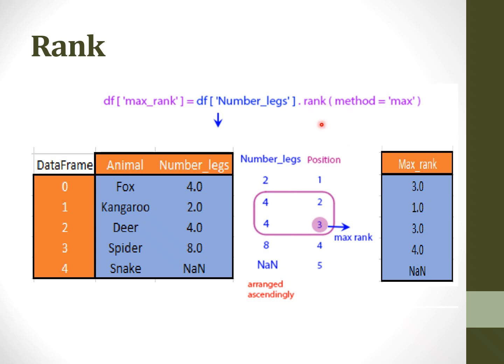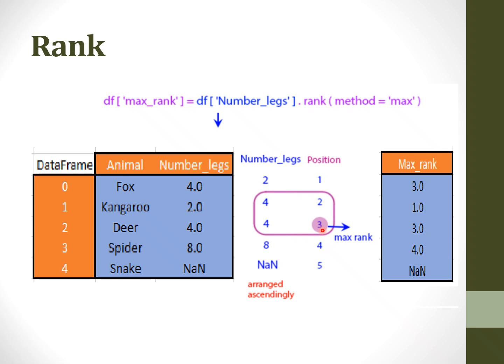Okay, suppose we give the command method equal to max. Rather than assigning an average value as in the previous case, if both the number of legs are equal, we assigned equal rank for both. But if you give the rank method equal to max, then among these two, the maximum rank, 3, is kept. You need not take the average and assign it for both of these values. Instead of setting an average value, you keep the maximum value.